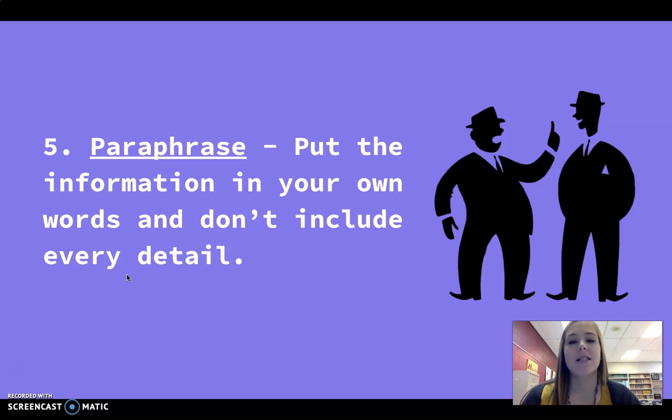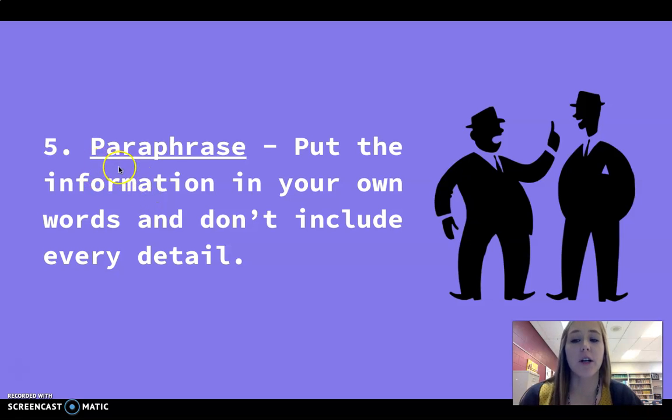Last but not least, in summaries, you should paraphrase. That means you're going to take the information from the passage and put it in your own words. And when you're summarizing, you don't want to include every single little detail that was in the passage. You're trying to just give me an overall picture and overall description of what the text was about.